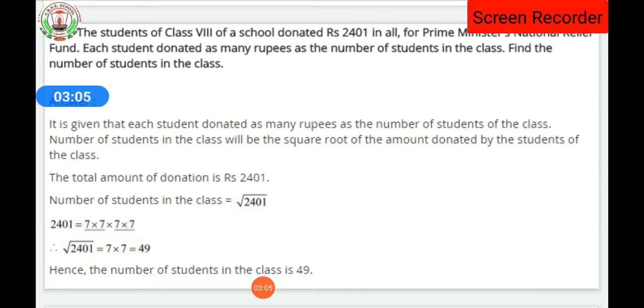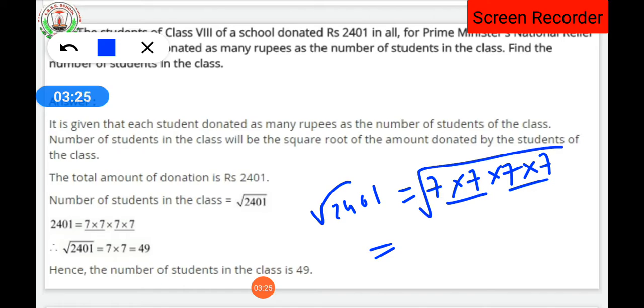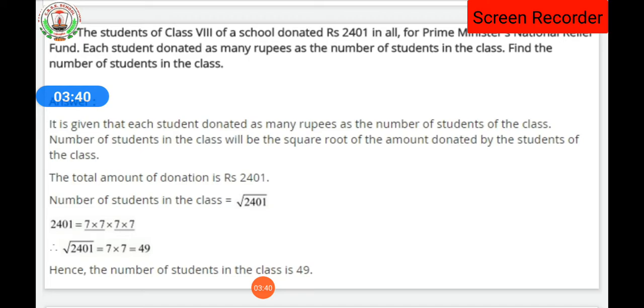Here, finding the factors of 2401, what will we get? 7 into 7 into 7 into 7. In this question the square root is being found by the prime factorization method. Making pairs of the numbers, out of each pair, one 7 will come outside. So what is the square root of 2401? That is 7 into 7, which is 49. So dear students, the square root of 2401 will be 49. Hence the number of students in the class is 49.